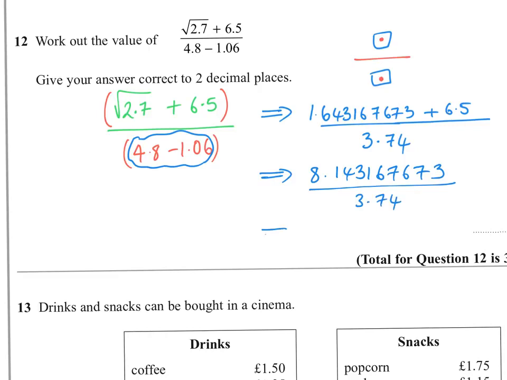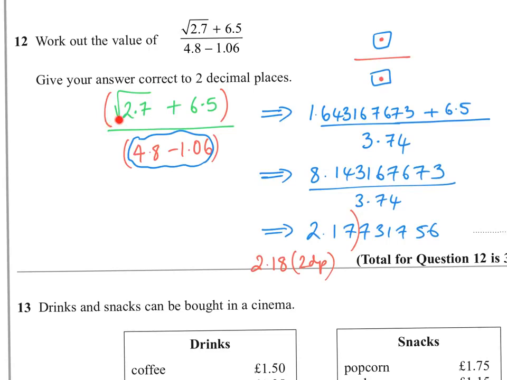Now I'm going to put all the numbers on my calculator down, and then I'm going to round to 2 decimal places. So that's going to give me 2.18 to 2 decimal places. Now, what would be the quick way of doing it? Well, I'll try this on my calculator as well, and I'll try and do this at the same time.